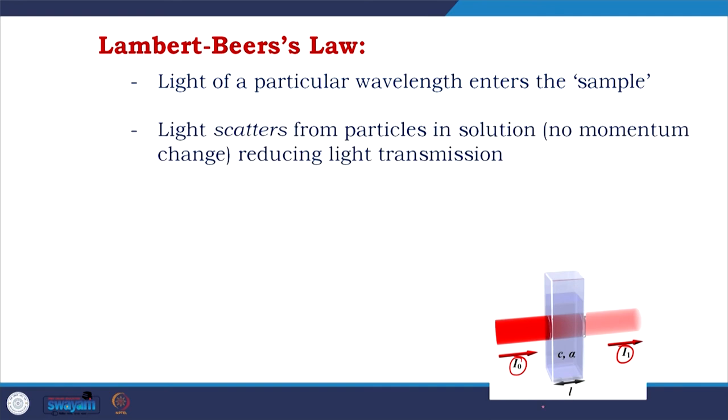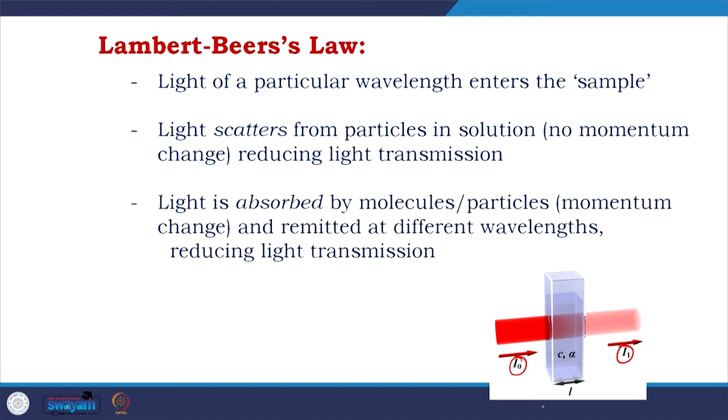L is the path length, C is the concentration, and alpha is the constant we will be talking about. Light scatters from particles in solution, with no momentum change, reducing light transmission. Light is absorbed by molecules and particles, with momentum change, and re-emitted at different wavelengths, reducing light transmission.